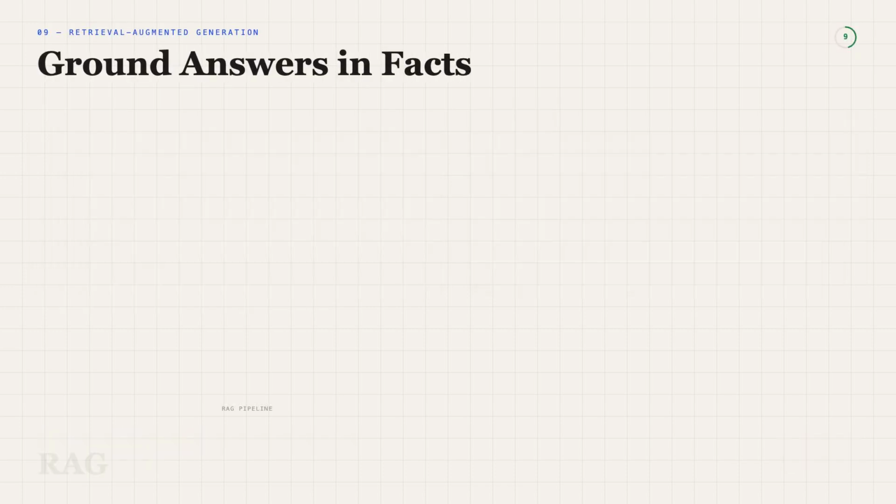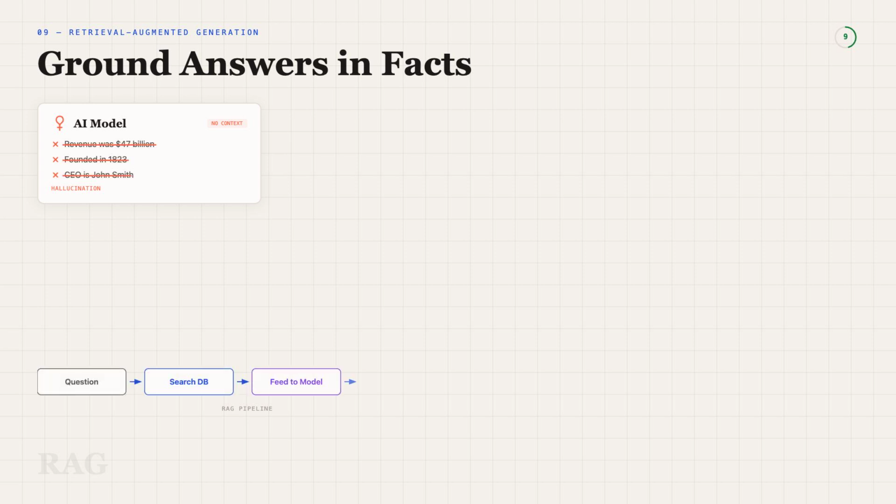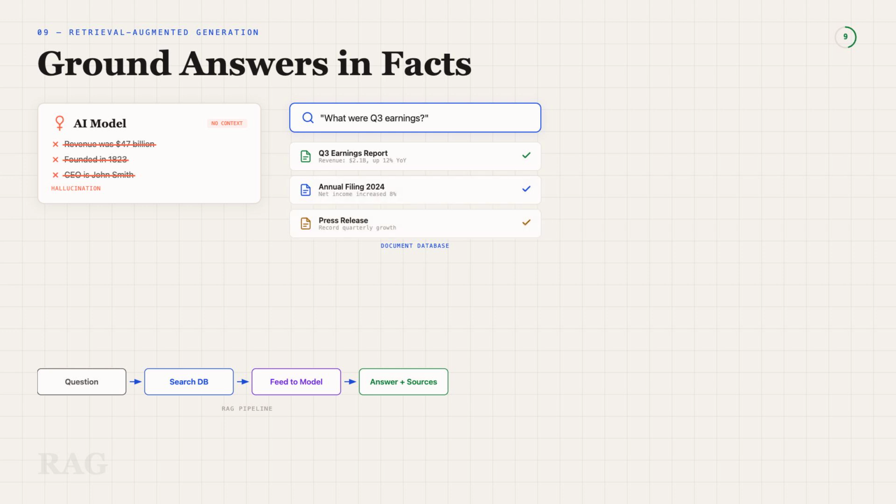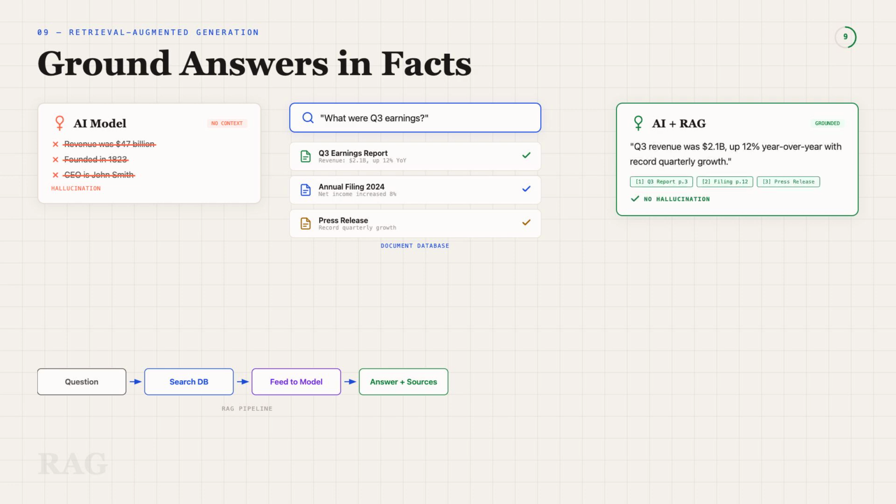Here's a big problem with AI. It can make stuff up. It's called hallucination. RAG, or Retrieval-Augmented Generation, fixes this. Instead of relying only on what the model memorized during training, you first search a database of real documents for relevant information. Then you feed those documents to the model along with the question. Now the model is answering based on actual facts, not just memory. It's like giving a student an open book during an exam.